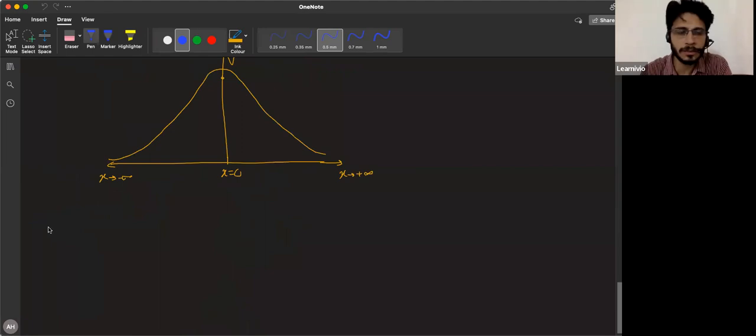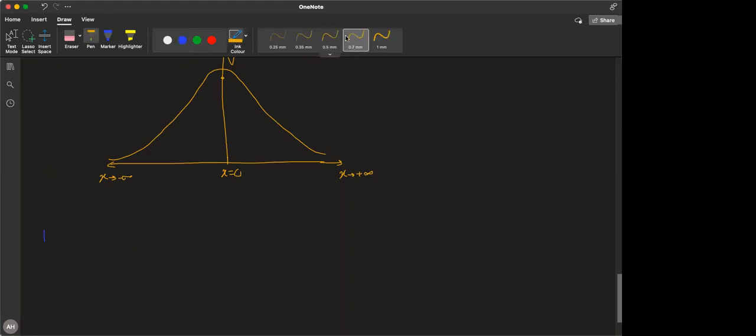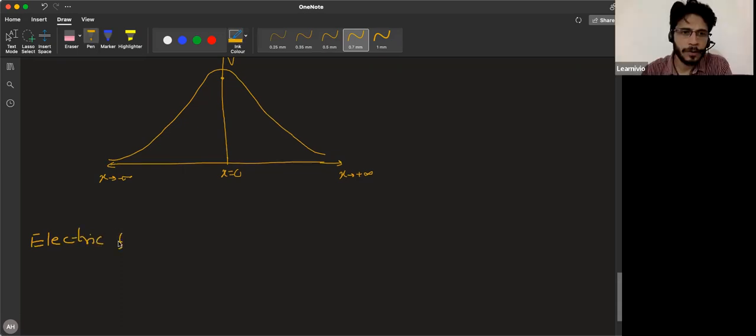The next is electric field due to solid sphere. We'll do field and potential both due to a solid sphere.